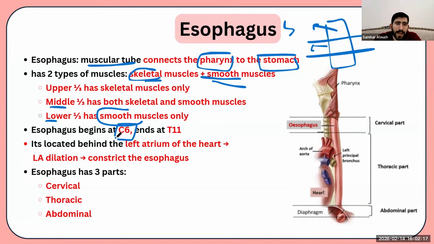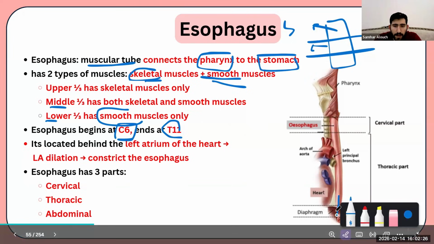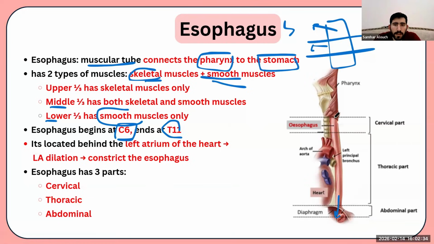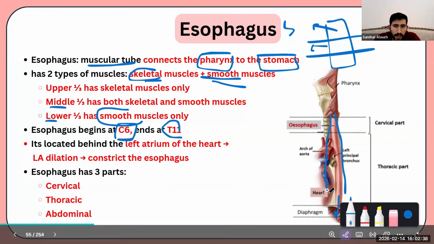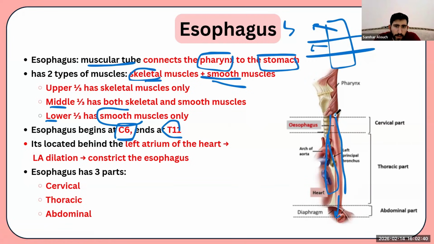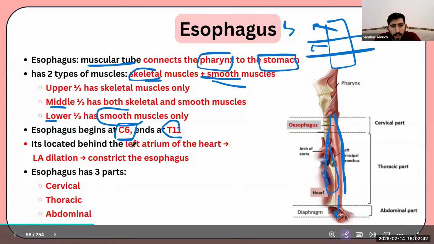The esophagus starts at C6, which is the part where it fuses with the pharynx, and ends at T11. After passing the diaphragm at around T11, it will fuse with the stomach, and that's it. Okay? The esophagus is the most posterior structure. The larynx or trachea and all of this is in front of it. Okay? The esophagus is the most posterior and it is related to the left atrium of the heart.